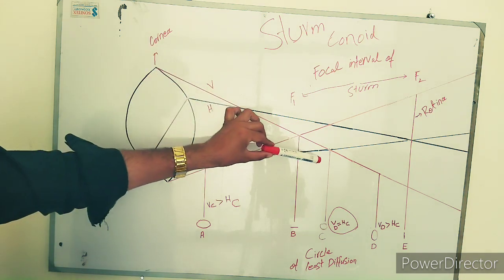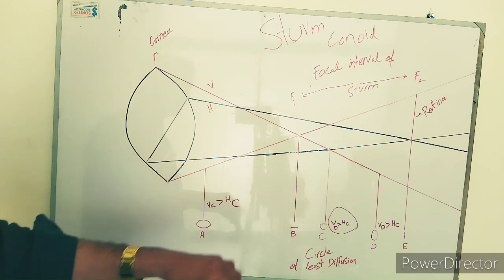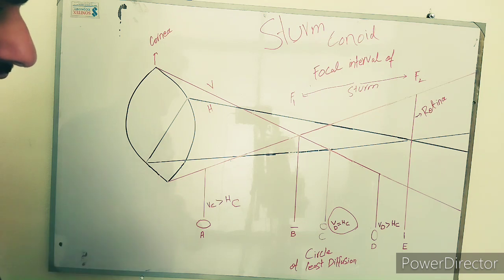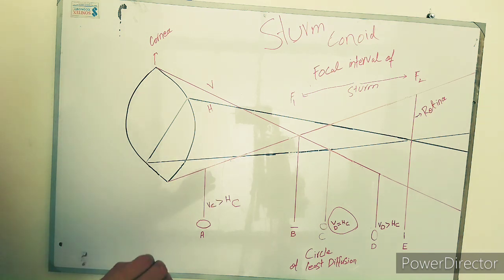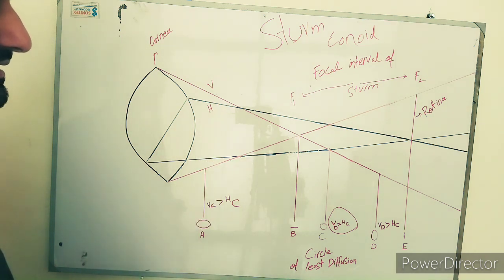In this diagram, the circle of least diffusion is located at point C, but the examiner can change the location of the circle of least confusion. You have to focus on the diagram. The circle of least diffusion will be located at that point where the vertical divergence is exactly equal to the horizontal convergence. At that point, the circle of least diffusion will be located.